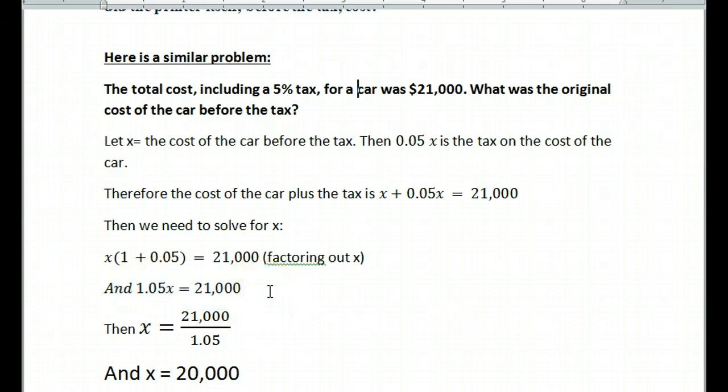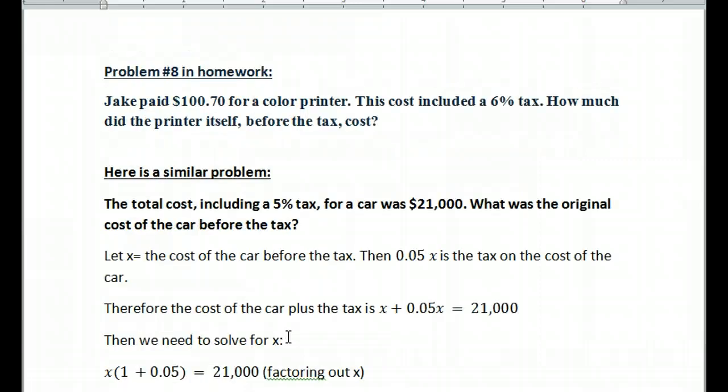Then to solve for X, all we need to do is divide 21,000 by 1.05, and our final answer is 20,000, okay? So that's how that kind of problem is done, and it's very similar to the problem that you actually have on your homework. Hope this helps.